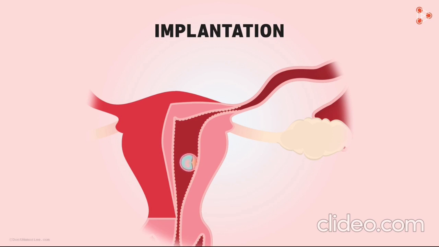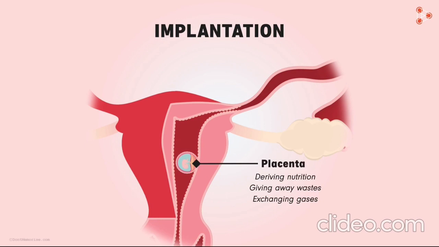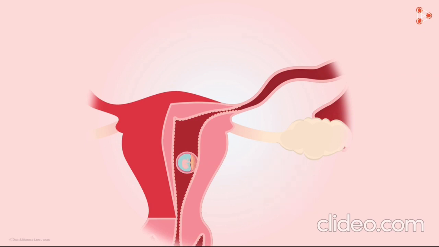A few of the main reasons for attachment are deriving nutrition, giving away wastes, and exchanging gases. This is served through this barrier that we can see here. This barrier is an organ called the placenta. So can we say that the placenta connects the baby with its mother? Absolutely. Now the embryo is all set to grow into a baby.